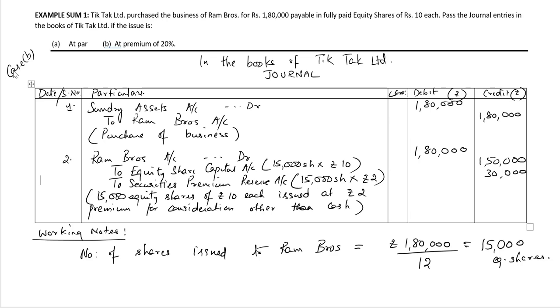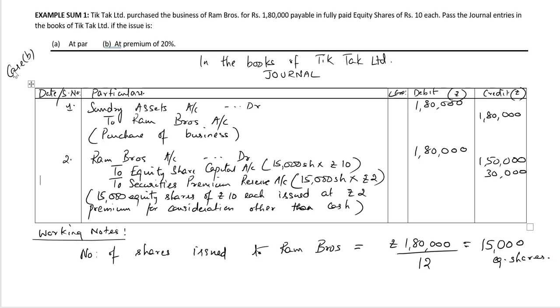A small note: when shares have been issued at par and premium in the same sum, we can write a common journal entry as the first one: sundry assets account debit 1,80,000 to Ram Brothers account 1,80,000, and then write the second entry separately for case A, issue of share at par, and separately for case B, issue of share at premium.